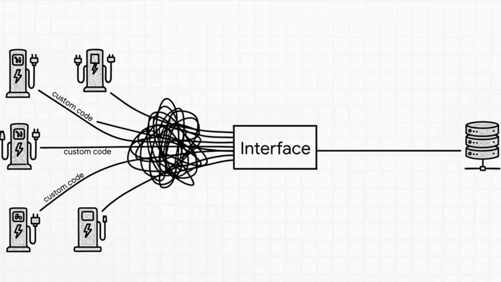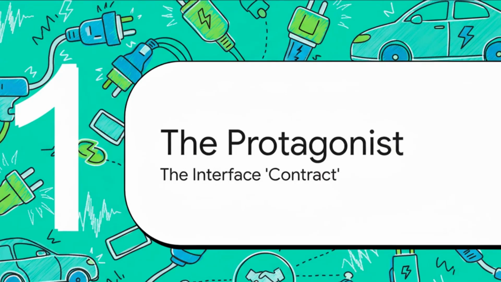Just this tangled mess of custom code for every single model you add. But what if there was a better way? What if I told you there's an incredibly elegant solution that lets all these different devices speak the exact same language? And that brings us to the hero of our story today, the programming interface. Now, I want you to think about this not just as code, but as a contract. It's this powerful unifying agreement that's going to bring order to all that chaos we were just talking about.